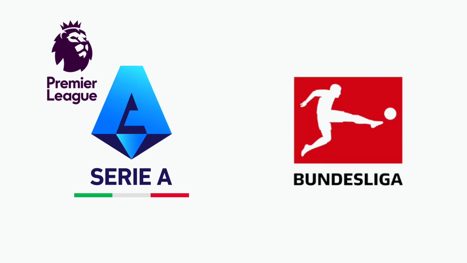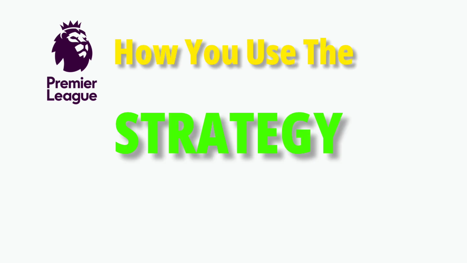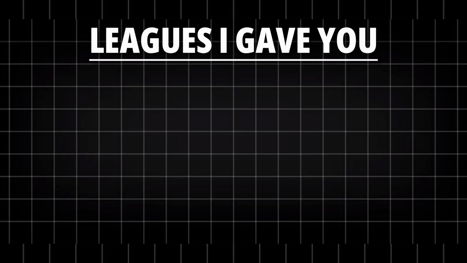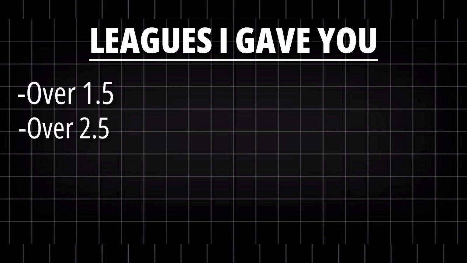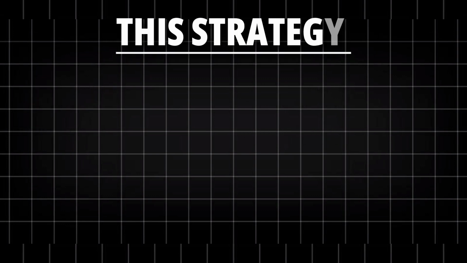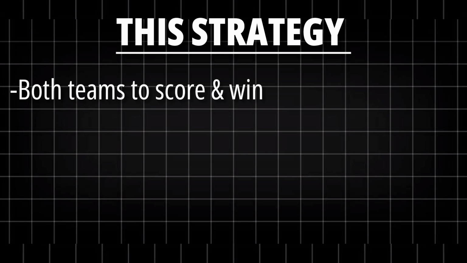So, as I gave you the leagues, I'll be showing you how you use the strategy, which will be going to any team which is from the leagues I've given you and choosing whether you're gonna use their over 1.5, 2.5, or under 1.5 or 0.5. But in this strategy, we'll be focusing more on both teams to score and which team to win.